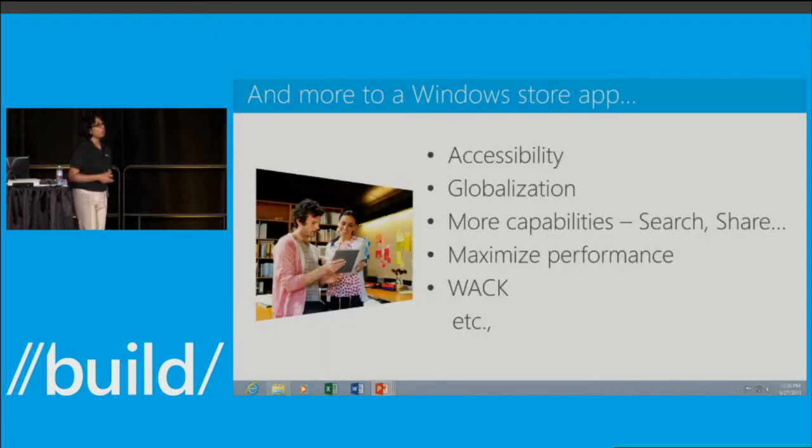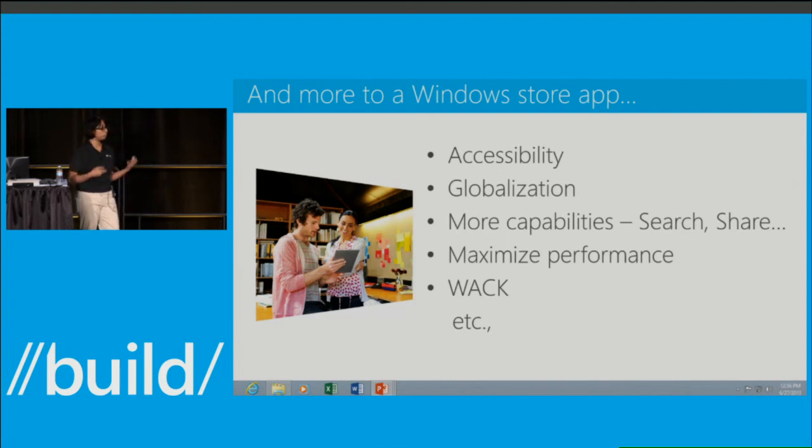There is definitely a lot more to creating a Windows Store app. You want to make sure that your app is fully accessible. Premalini had a session yesterday that went into a lot of detail around how to build accessible apps in Windows 8.1. If you missed that session, I highly encourage you to take a look at it online. You want to make sure that your app is globalized. What that means is basically that if the audience for your app is going to be people who are non-English speaking, you want to make sure that you localize your string resources for those languages.